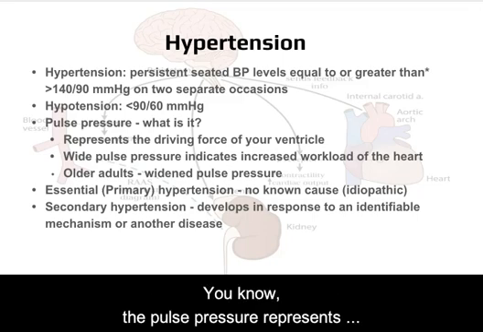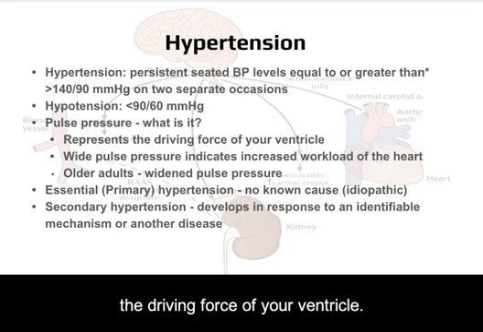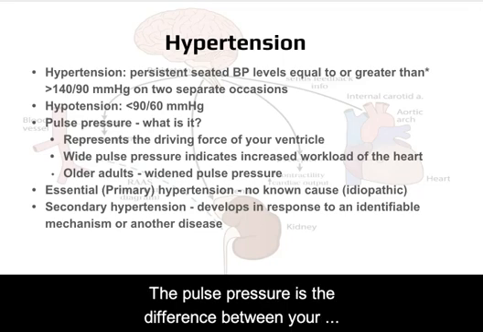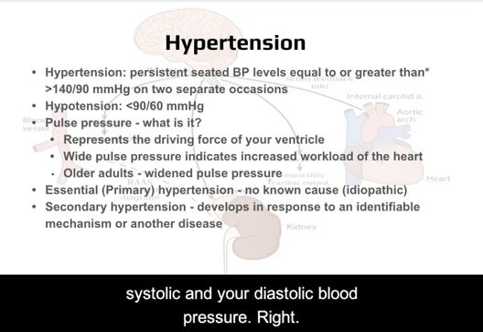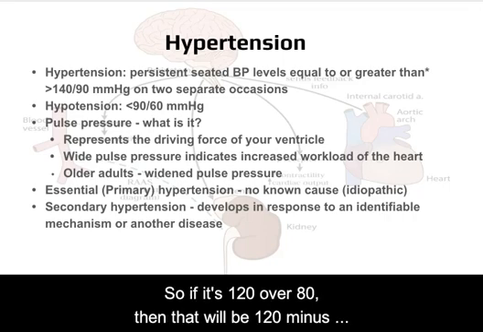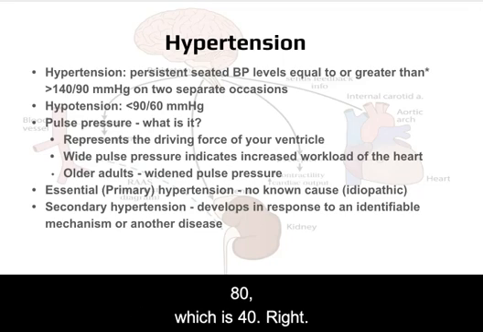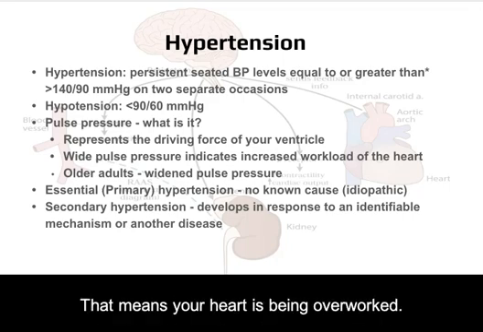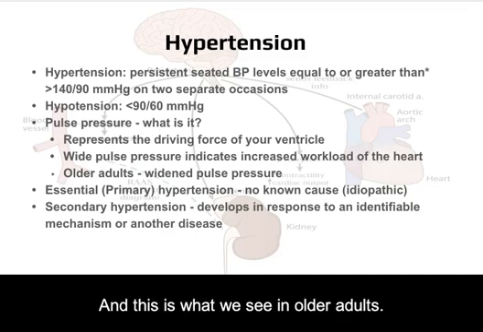What is the pulse pressure? The pulse pressure represents the driving force of your ventricle. Remember, the pulse pressure is the difference between your systolic and your diastolic blood pressure, right? So if it's 120 over 80, then that'll be 120 minus 80, which is 40, right? So a wide pulse pressure indicates increased working of the heart. That means your heart is being overworked. And this is what we see in older adults. They have a widened pulse pressure.